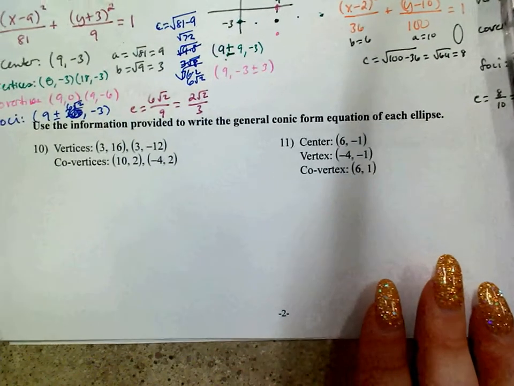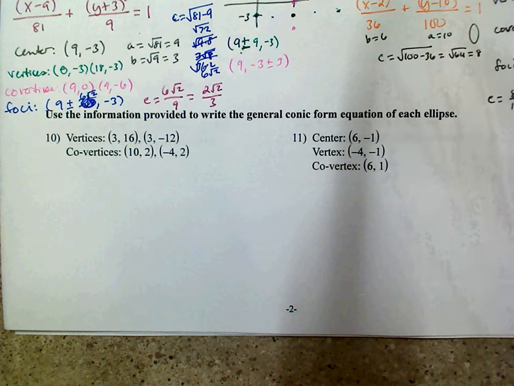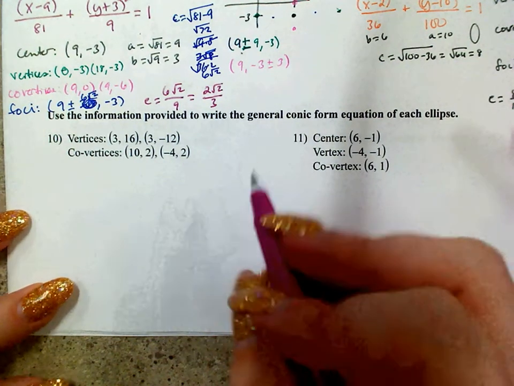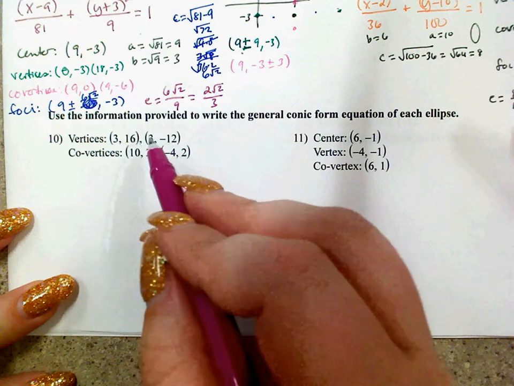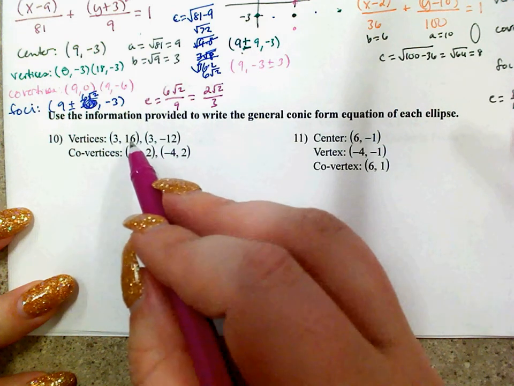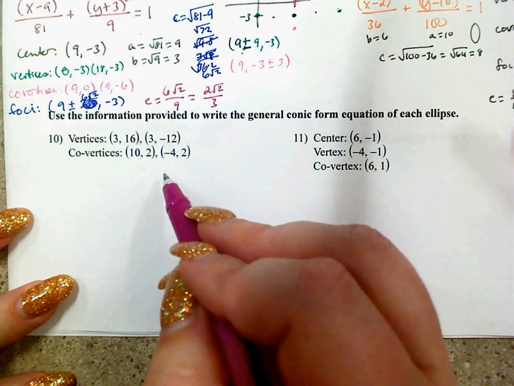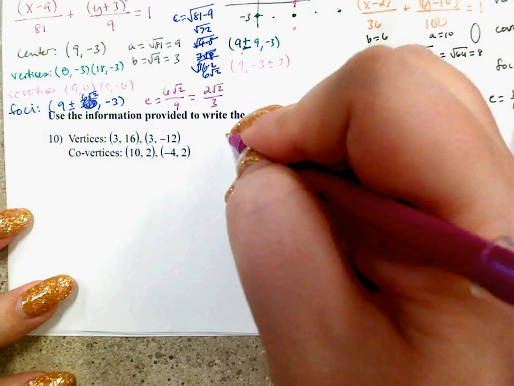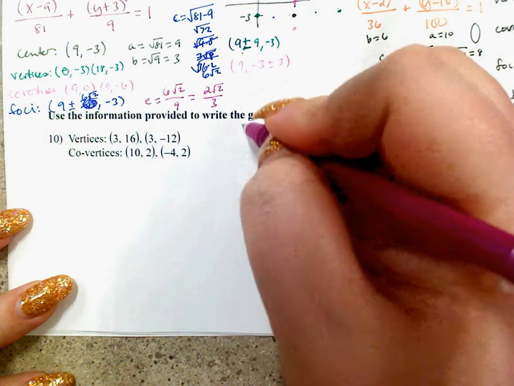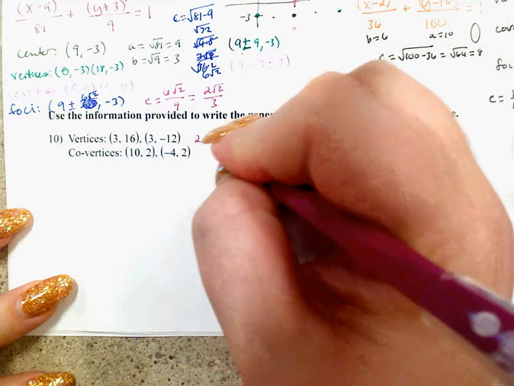Okay, now I need to go from information to standard form to general form. Alright, so here we go. And then we're done with ellipses. So I've got vertices at (3, 16) and (3, -12). To me, that means a major vertex, it's a change in y values. Up 16 and down 12, that's a total distance of 28. 16 plus 12, 28. So 2a equals 28, which means a equals 14.